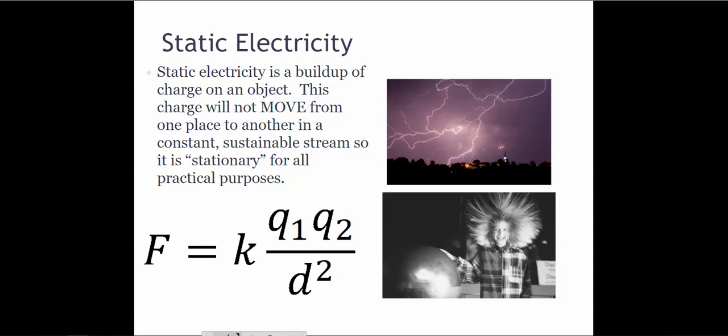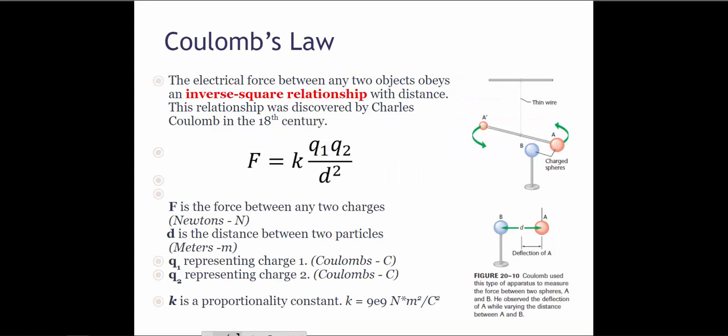So force is measured in newtons. K is what we call the electrical constant, which is actually a very large number. K is 9 times 10 to the 9th. I'm sure it's over the next slide here. Yeah, K is 9 times 10 to the 9th. And Q1 and Q2 are your two charges in question, and then D is the distance between them.